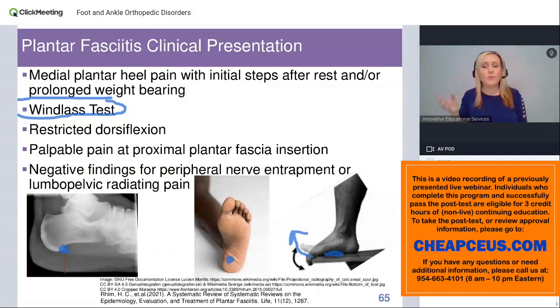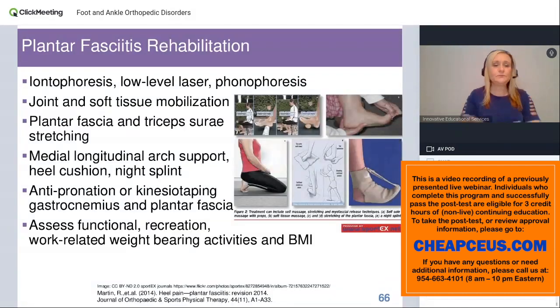If we end up going more posterior on the calcaneus and there's pain, then we're going down that path of looking at Achilles tendinopathy. Maybe we're looking at posterior impingement. If it is the flexor hallucis longus tendon. So just to give you an idea of your differential diagnosis here.